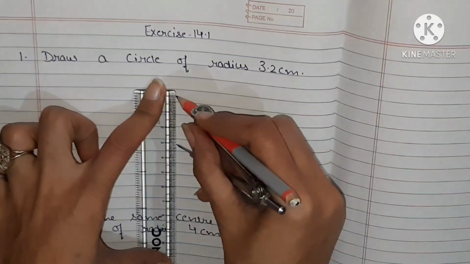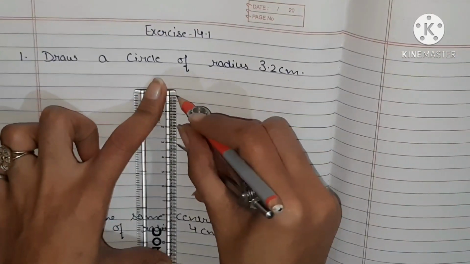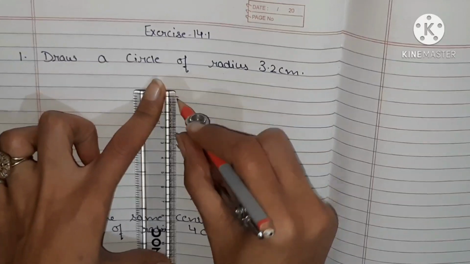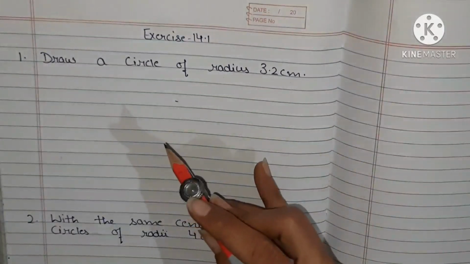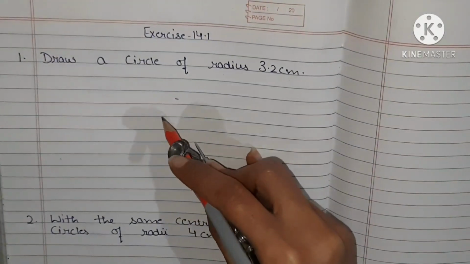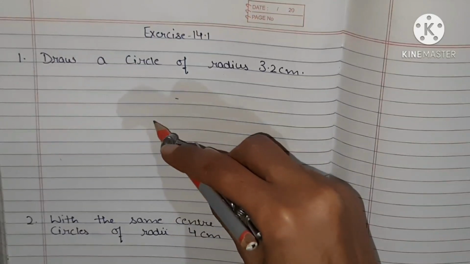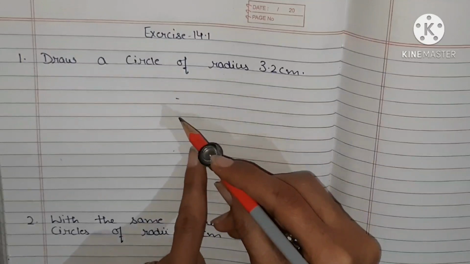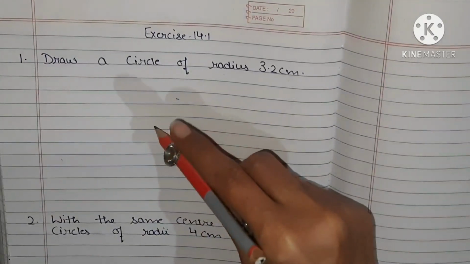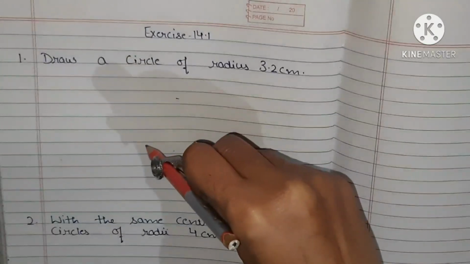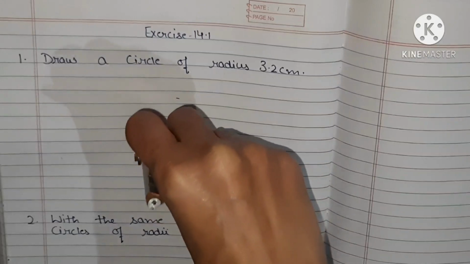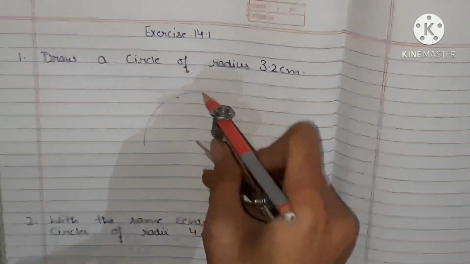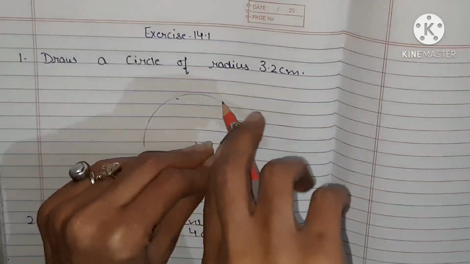Okay, so we have stretched the compass. Now we have to fix the pointed tip of the compass in the notebook, and then hold the needle arm gently and rotate the pencil arm to draw a smooth circle. So let's draw a circle here.